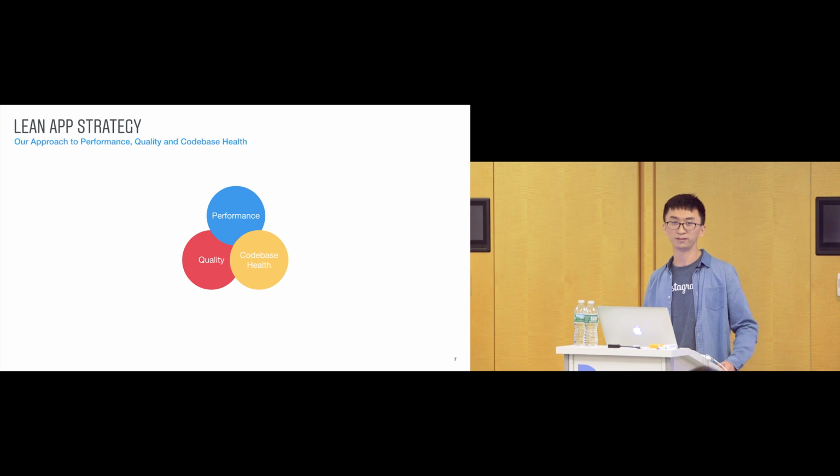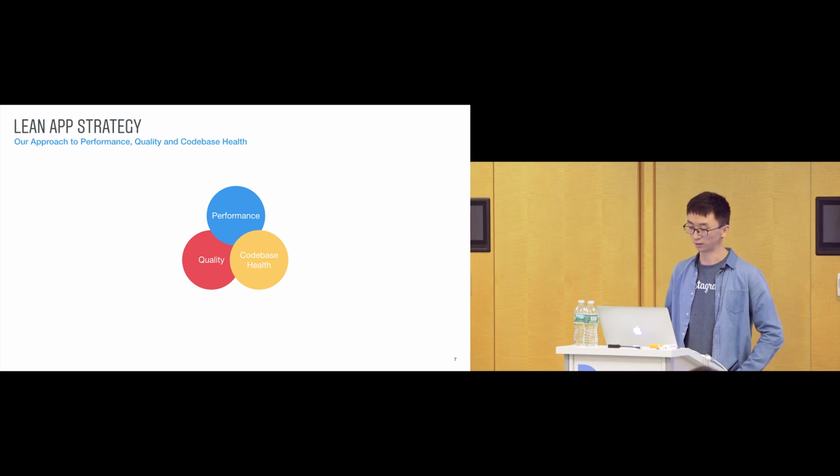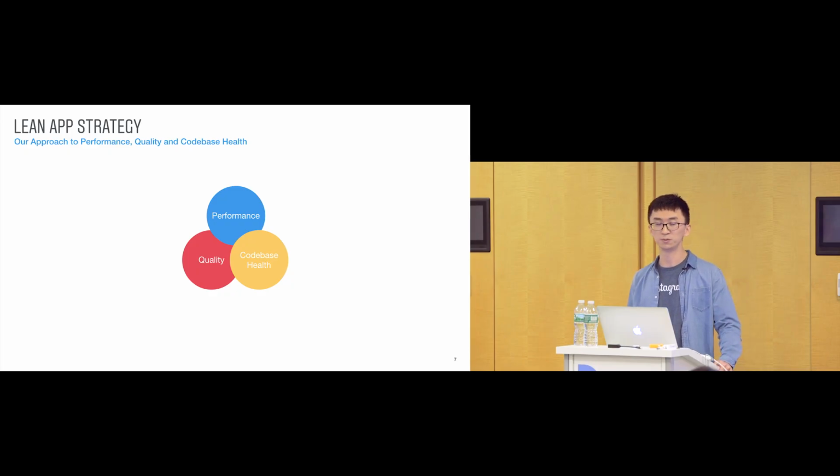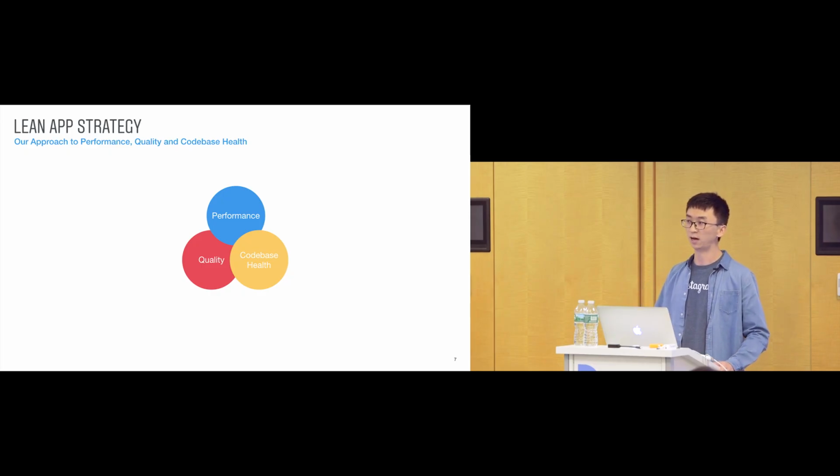The third aspect is about code base health. As we discussed before, the code base needs to be maintained over a really long period. So making sure the code base is sustainable is very important, and it will pay a lot of dividends in periods like 2 aspects.